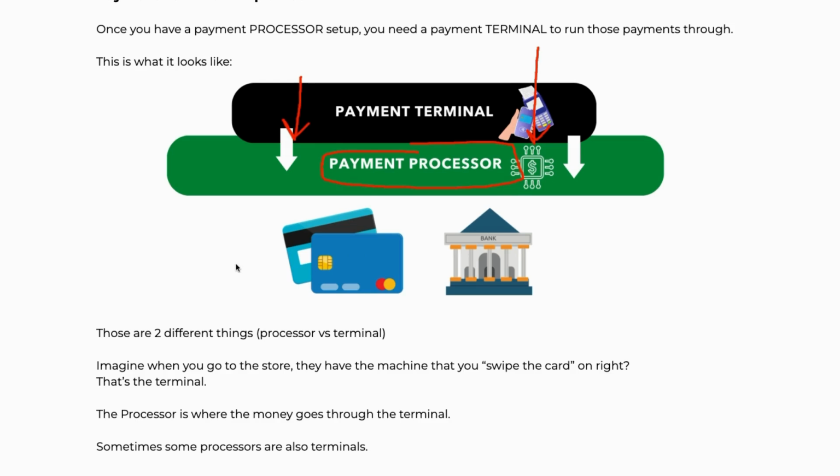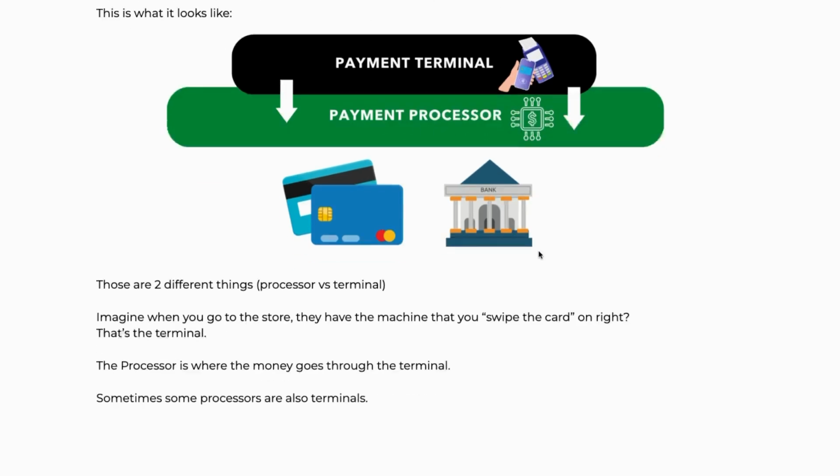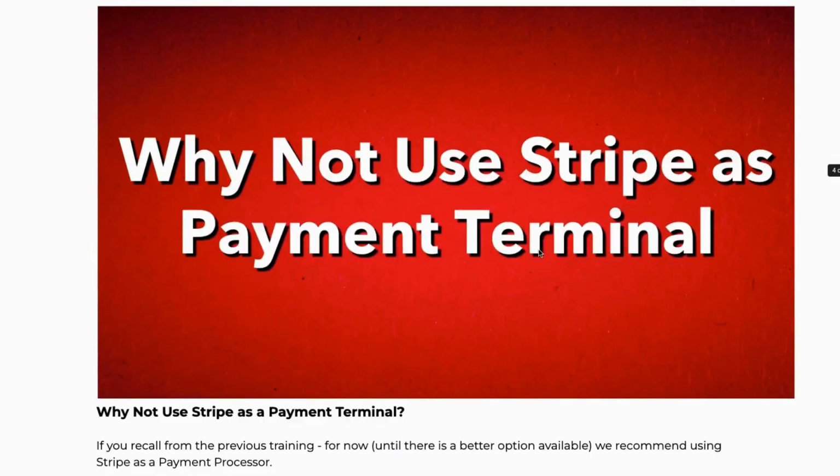Now, it's very important to understand that these are two separate things, your processor and your terminal. In the same way, when you go to a store, right, that machine that you swipe your card on, that's the actual terminal that is sitting on top of the payment processor. Now, one thing that you should also know is that sometimes payment processors also have payment terminals. So in the case of Stripe, they also do have a payment terminal product. And so now the question you might have is, hey, why don't we just use Stripe as the payment terminal as well as the payment processor?